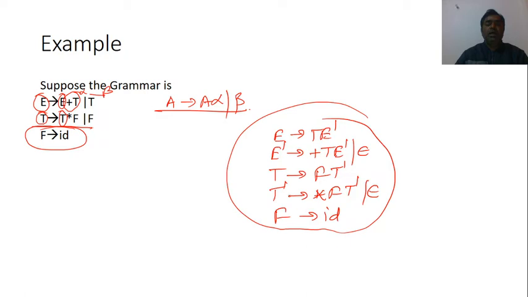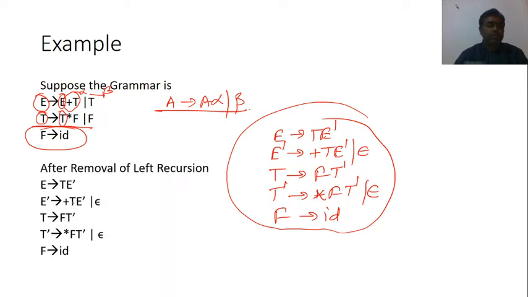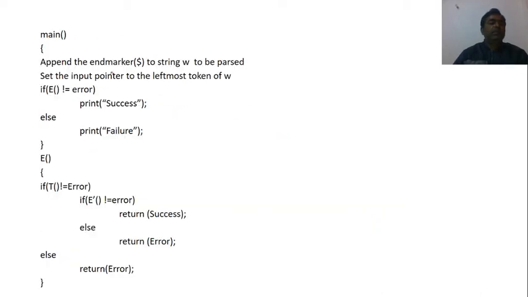Now we have to write the recursive descent parser for this grammar. You can see here, this is the grammar. You can see in this grammar, first we have to call procedure E. That means we have to write the body of the procedure E first. So what we have to write in the main? Append the end marker $ to the string W to be parsed.